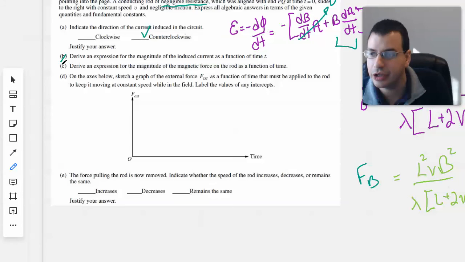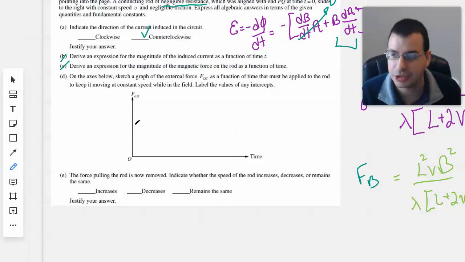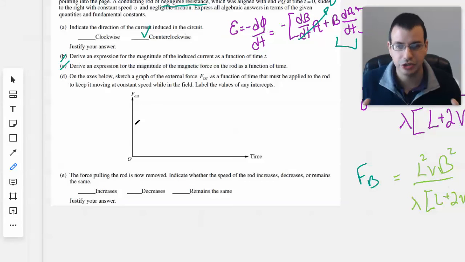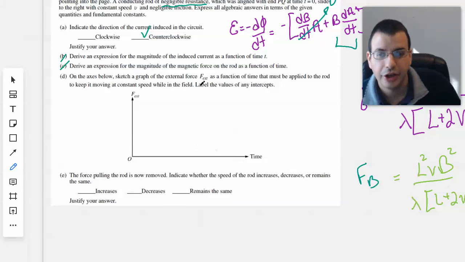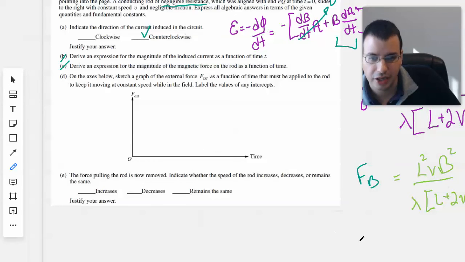So we got the current, we have the force. On the axis below, sketch a graph of the external force as a function of time that must be applied to the rod to keep it moving at a constant speed while in the field. Label the values of any intercepts. Okay.